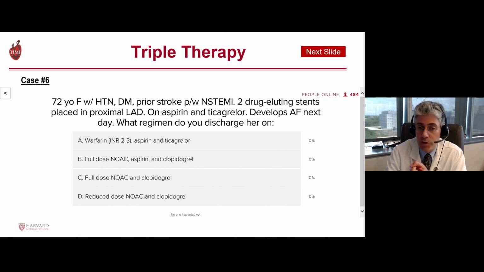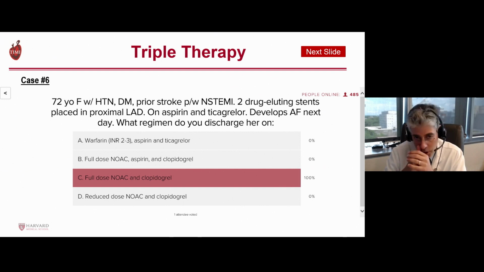Warfarin with an INR of 2 to 3, aspirin, ticagrelor, full dose NOAC or DOAC, aspirin and clopidogrel, full dose NOAC and clopidogrel, drop the aspirin, or reduced dose NOAC and clopidogrel. Let's have the votes now.